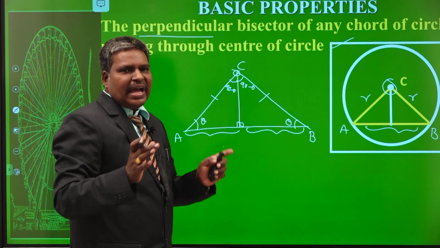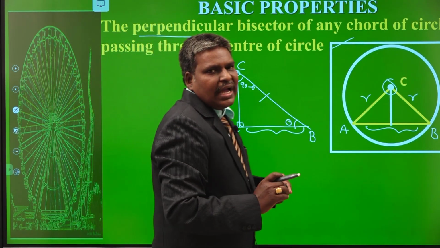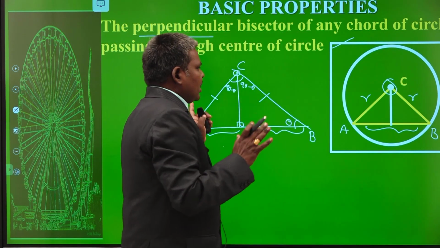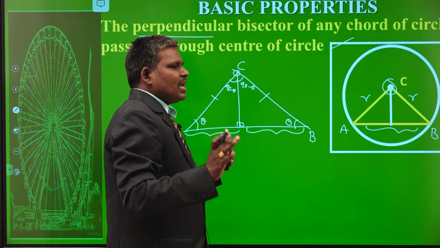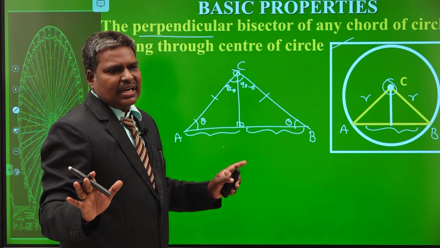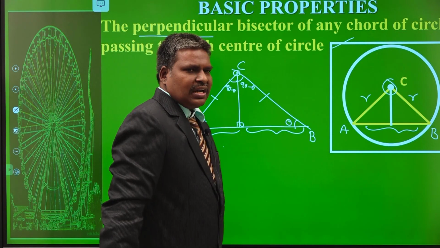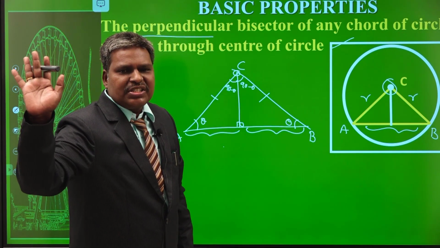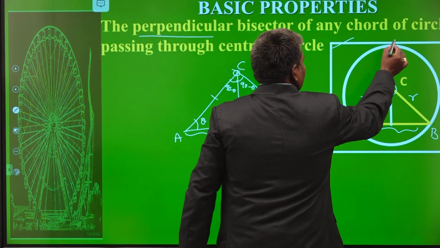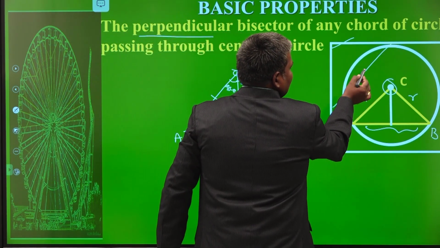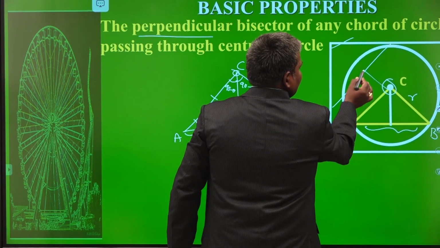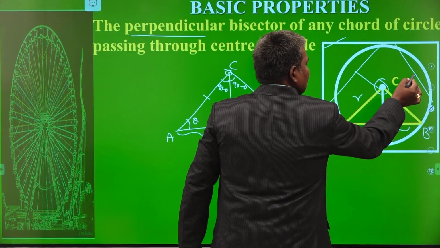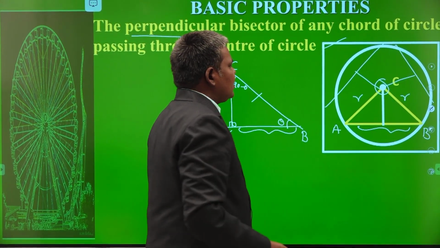Immediately we can solve by observing that the triangle is an isosceles triangle. From that you conclude that every perpendicular bisector of any chord of the circle always passes through the center of the circle. There is a chord, draw the perpendicular bisector, it immediately passes through the center. If you take another chord here and draw the perpendicular bisector, that also passes through the center. You take the chord here, draw the perpendicular bisector, that is also passing through the center of the circle.